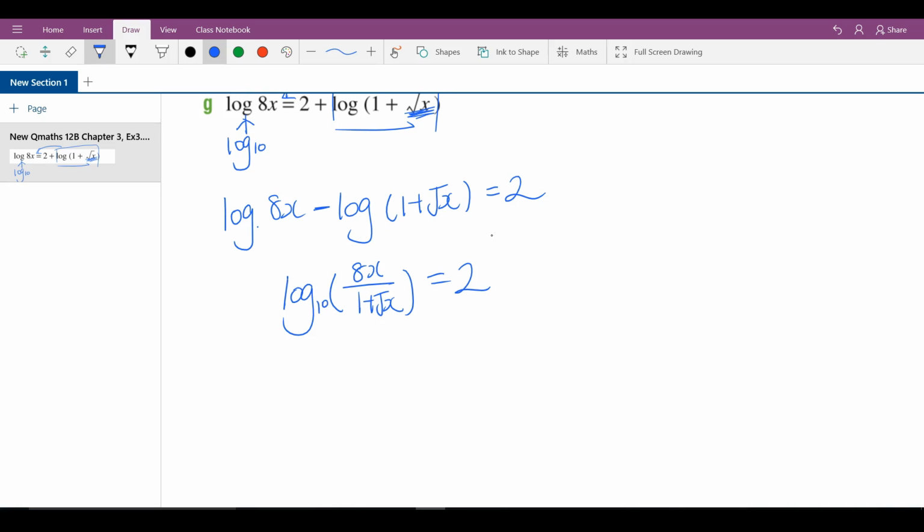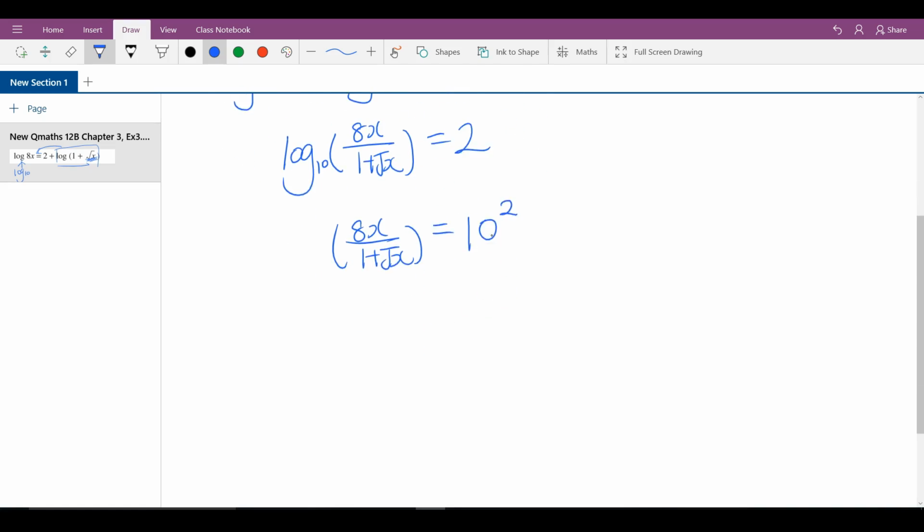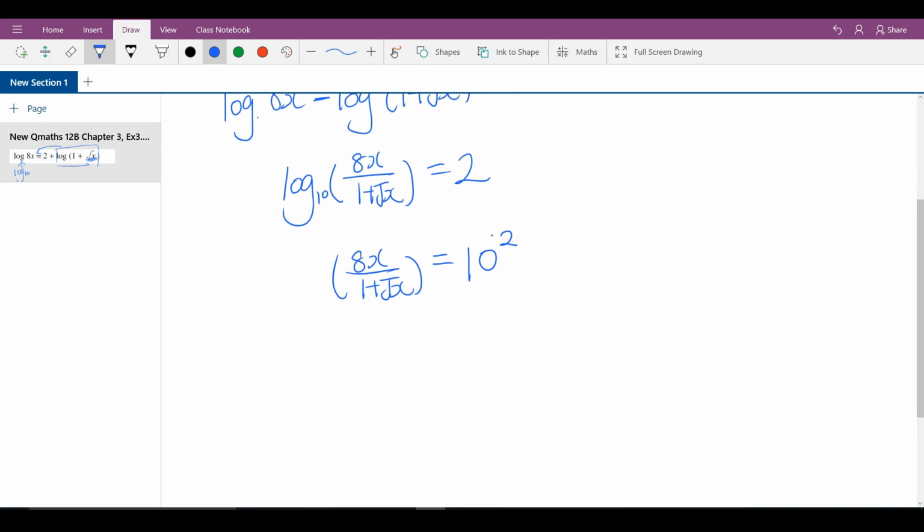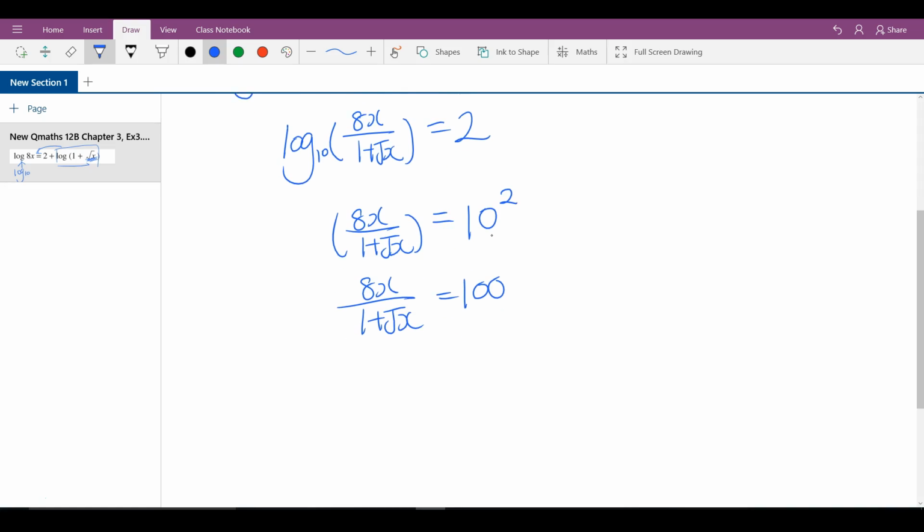Assuming this is log 10 here, I can move this to the right hand side by doing 10 to the power of 2. And I know what 10 to the power of 2 is. 10 to the power of 2 is just 100. Okay, so far so good.